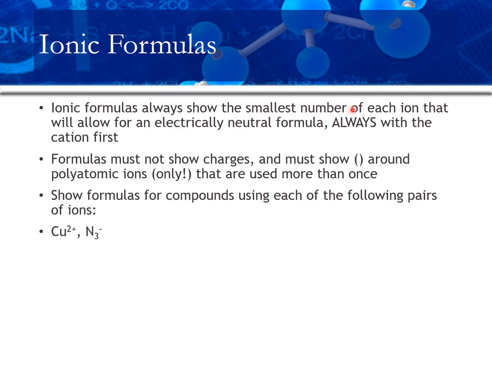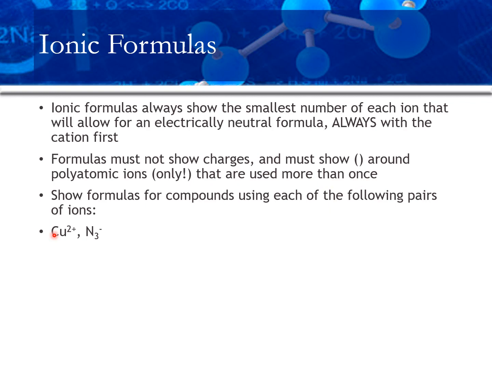We always want to pick the smallest number of each ion that could possibly be combined in such a way to create an electrically neutral formula, and always show the cation first. Formulas must not show charges. Even as a side note to yourself, don't put charges on the ions, and you must put parentheses around any polyatomic ions, not monatomic ions, only polyatomic ions that are used more than once. So if there's only one polyatomic ion, you do not show parentheses.